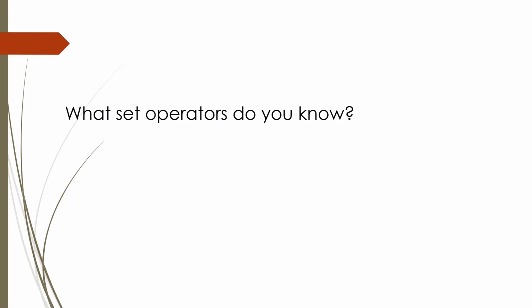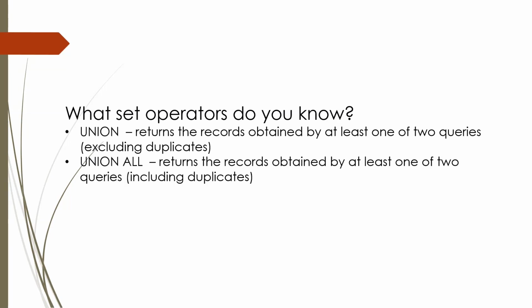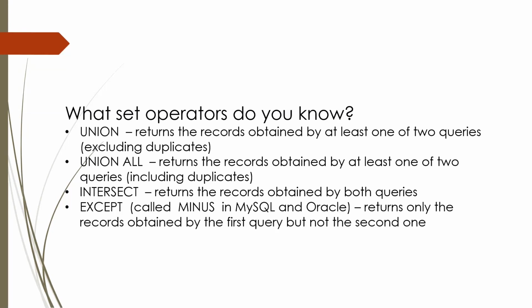Next question is, what set operators do you know? The first set operator is UNION. It returns the records obtained by at least one of two queries, excluding duplicates. Then comes UNION ALL, which returns the records obtained by at least one of two queries, including duplicates. And then comes INTERSECT, which returns the records obtained by both queries. And then comes EXCEPT. It is also called MINUS in MySQL and Oracle. It returns only records obtained by the first query but not the second one.